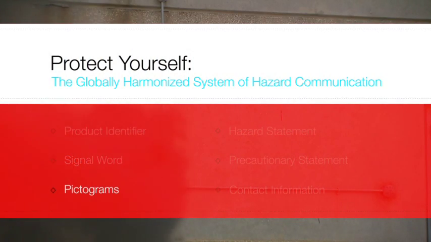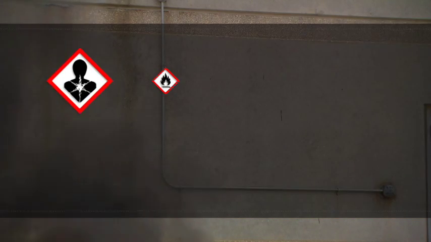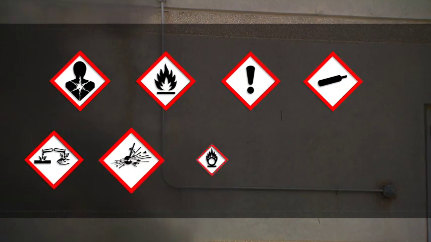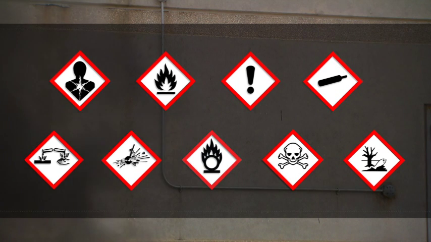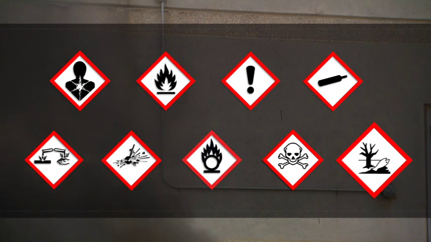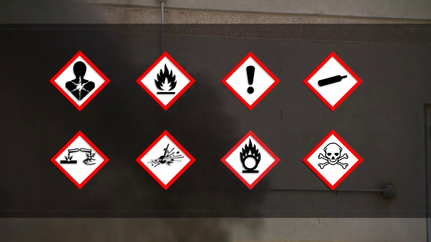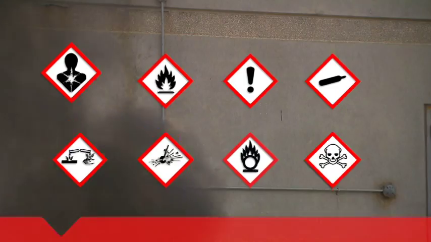A pictogram is a symbol that gives you specific information about the hazards of a chemical. There are a total of 8 pictograms required for worker safety on labels and safety data sheets. There's a 9th pictogram for the environment, but it doesn't apply to workplace safety. Let's take a look at the 8 different pictograms that apply to us.